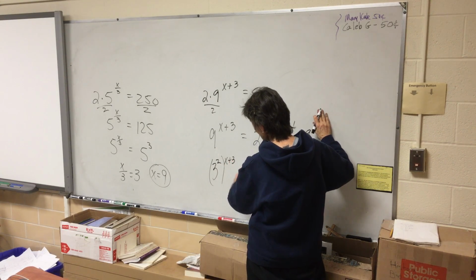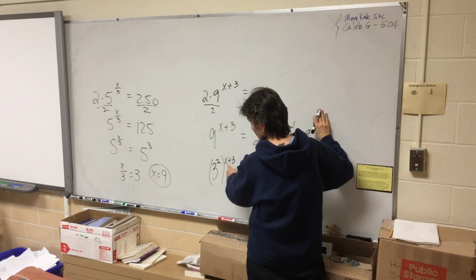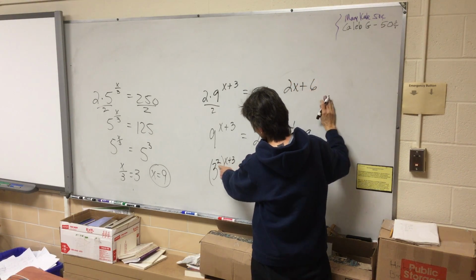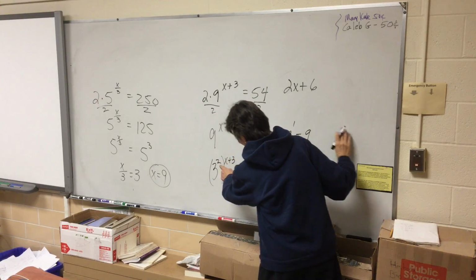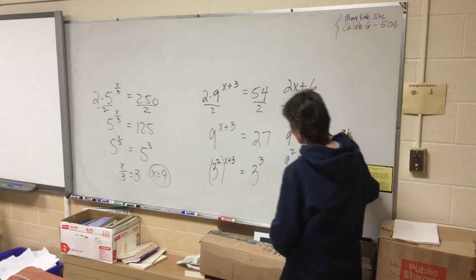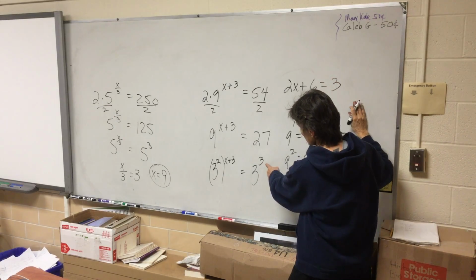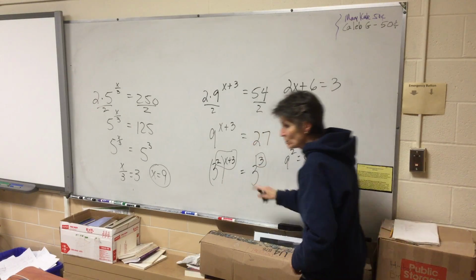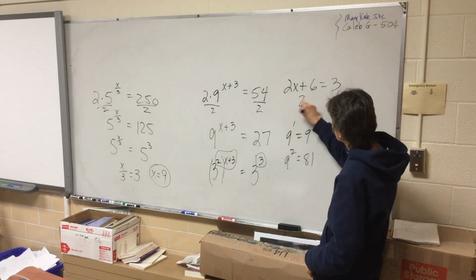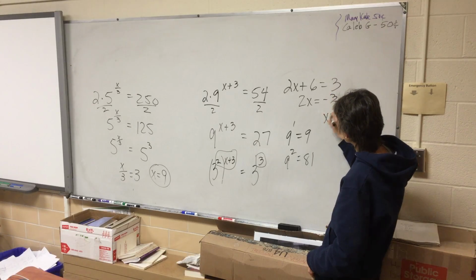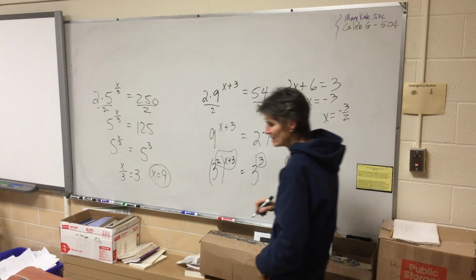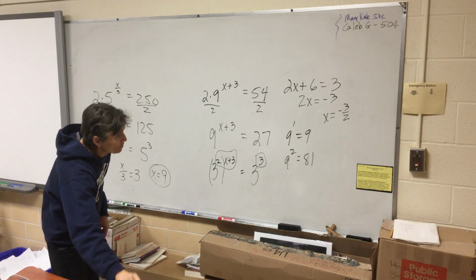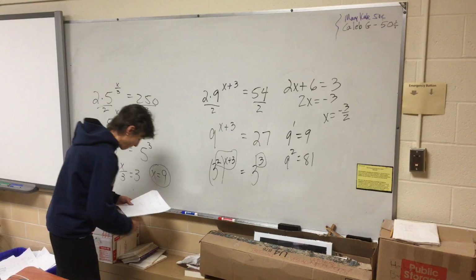Now be careful with this one. This is a distribute. So this is actually going to be 2x plus 6. That's a distribute situation right there. 2 times x, 2 times 3 equals this exponent. Your exponents are equal once you get your bases to match. Then you just solve the little equation. So the answer is negative 3 halves.